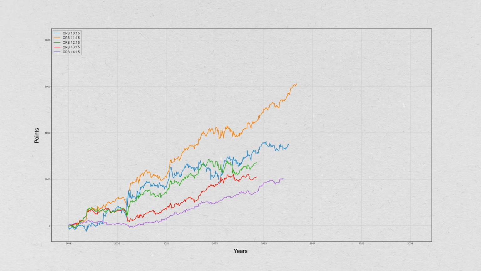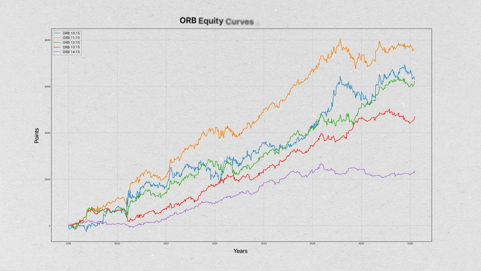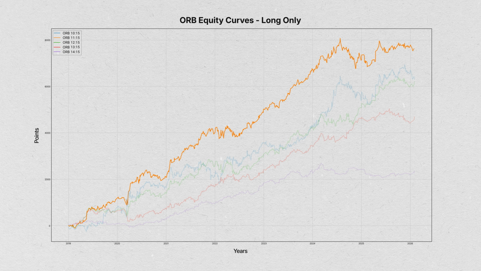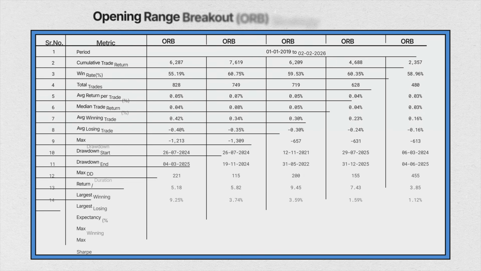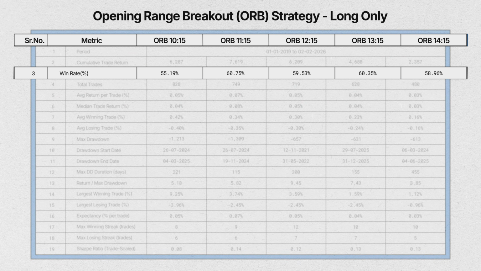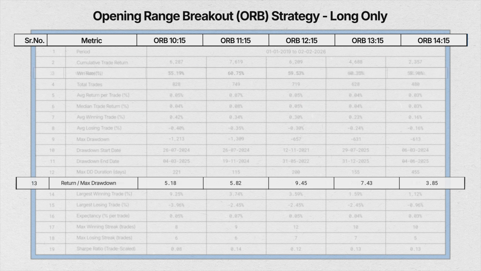What you see on the chart right now is the equity curves of the long trades only. Again, 11:15 stands out compared to others and 10:15 seems second, but at considerable distance from 11:15. Interestingly, on the long side, the win rates are close to 60%, which is good. But here's the thing, look at the returns to max drawdown for 12:15. Way better than any other time window. Why is that? If you have any guesses, let me know in the comments.